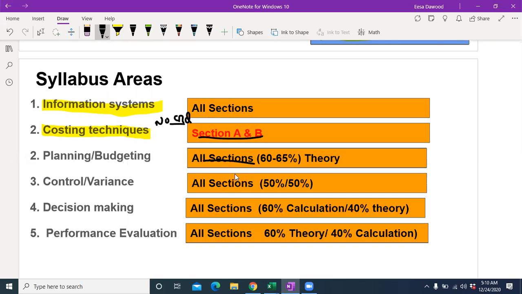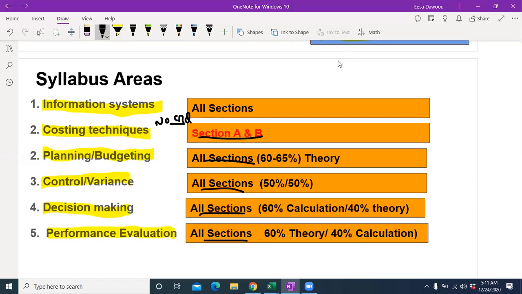Planning and budgeting, all sections, that's another area. Then there is the control and variance area. It can come in all sections: section A, section B, or section C. Then there's another area known as decision making, and then performance evaluation. Questions can come from all the areas.